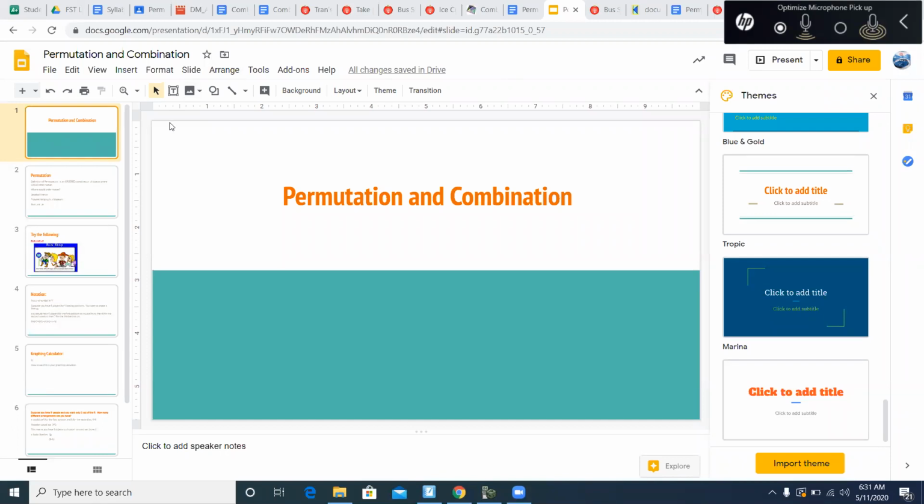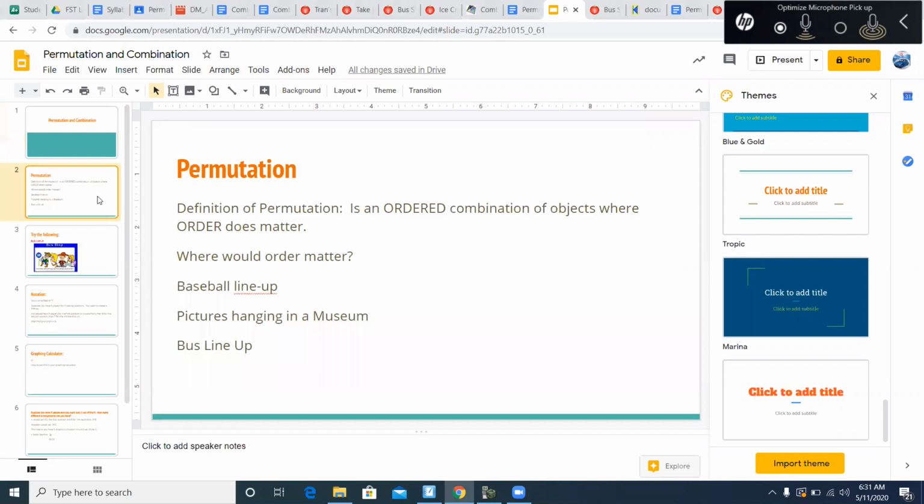Okay, FST students, today we're going to take a look at permutations and combinations. The definition of a permutation is an ordered combination of objects where order does matter. So where does order matter? If you think about baseball, a baseball lineup, you have players that obviously you need order for.